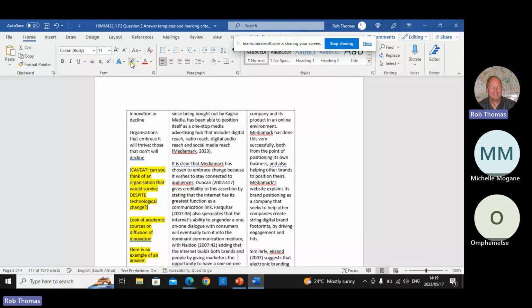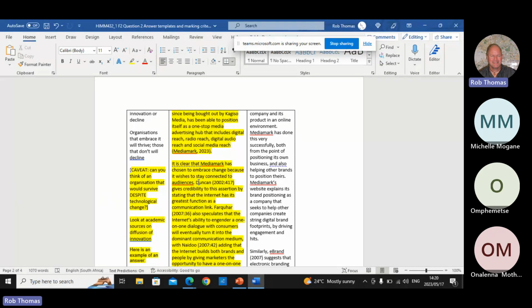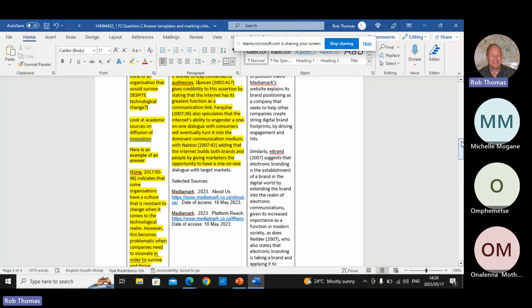Okay, so then contextualizing, it is clear that MediaMark has chosen to embrace change because it wishes to stay connected to audiences. Sorry for the spelling mistake. Duncan gives credibility to this assertion by stating that the internet has its greatest function as a communication link. Farquhar also stipulates that the internet's ability to engender a one-on-one dialogue with consumers will eventually turn it into the dominant communication medium, with Naidu adding that the internet builds both brands and people by giving marketers the opportunity to have a one-on-one dialogue with target markets.